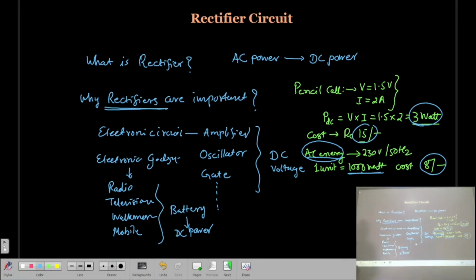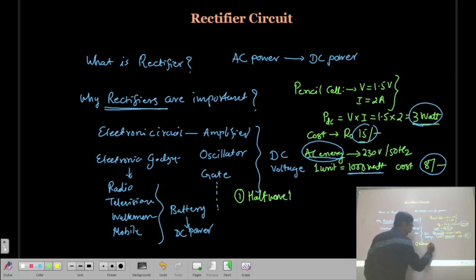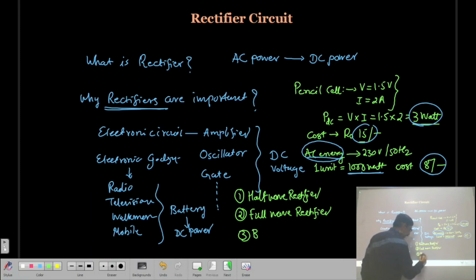The first one is a half wave rectifier. Second one is a full wave rectifier. And third one is a bridge rectifier.